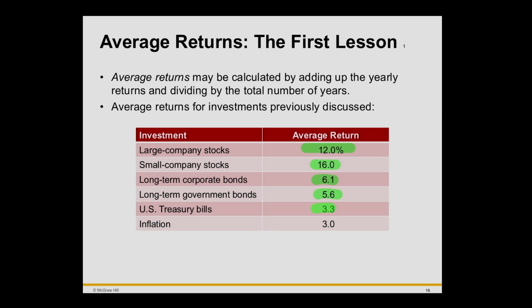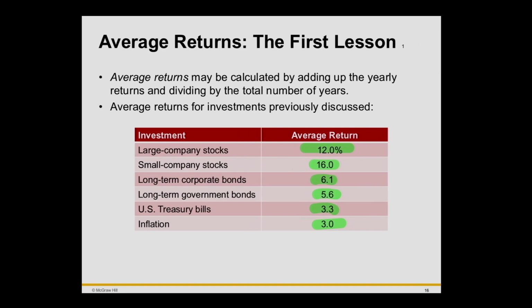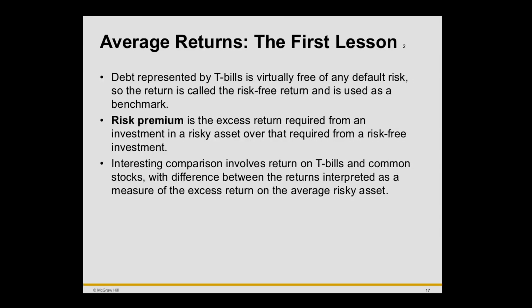U.S. Treasuries are 3.3%, and then inflation has averaged 3% over this long period of time. So what is a risk premium? Risk premium is a very important concept, and this is a synonym with excess return. So excess return and risk premium mean exactly the same thing.